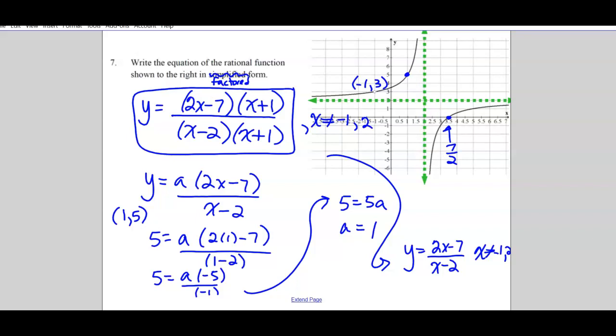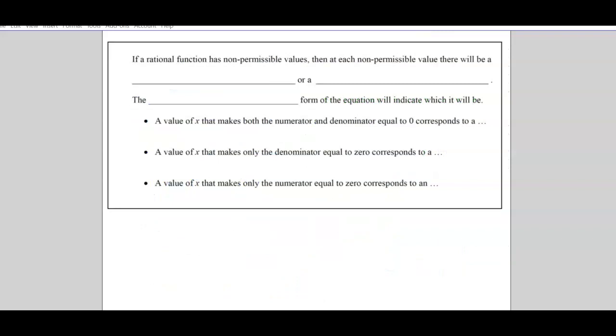Okay, we're going to go back to fill in the items that we didn't do on the way through. We went to skip to the end there for a sec. So back to the chart. If a rational function has non-permissible values, then in each non-permissible value, there will be a vertical asymptote or a point of discontinuity.